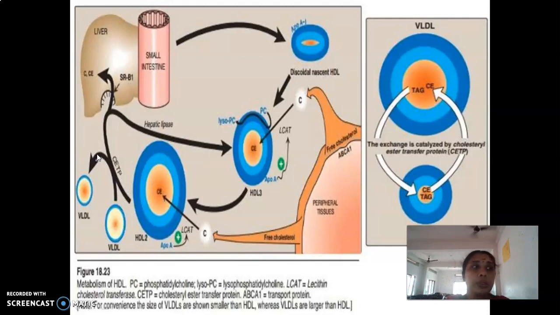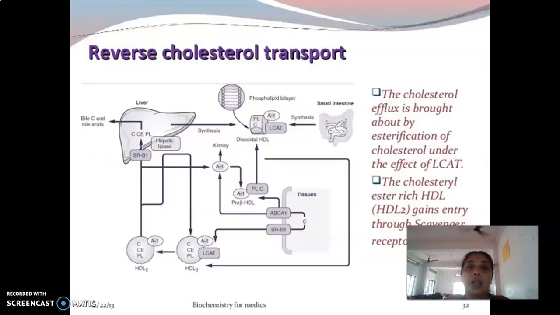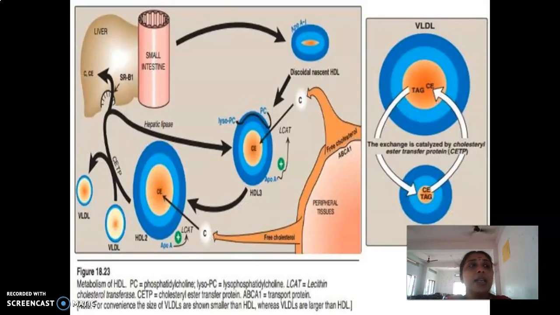So the subfractions of HDL are HDL 1, 2, and 3, and again 3 is subdivided into 3A, 3B, 3C, etc. Right? Now, what's the clinical significance of HDL? The clinical significance is that they are inversely proportional. That is, as the level of the HDL in the serum increases, the protective action also increases, or there is a reduced chance for myocardial infarction or cardiac arrest because they are anti-atherogenic in nature.